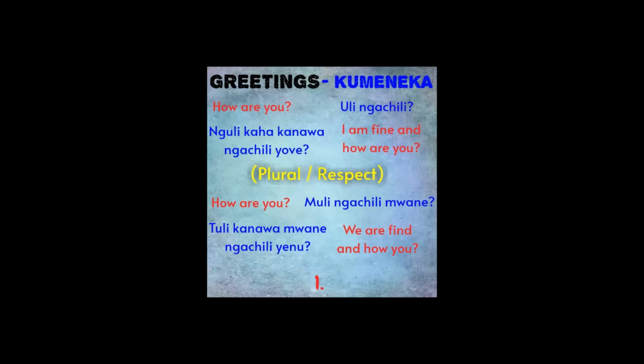So the way you greet a group can be the same way you greet an elderly person. Okay, so in this case, how are you? In a plural manner, in Luvale: muli ngachili mwane. Muli ngachili mwane. So muli ngachili mwane can be used when you are greeting an elderly person. In this case it will be a respect form. But if you are greeting a group, it becomes a plural form. It can carry both sides. It can be a respect form and a plural form at the same time. You are greeting a group with respect, or you are greeting a group in a plural manner.